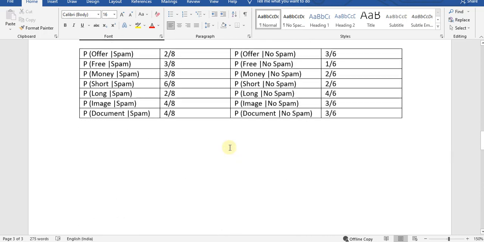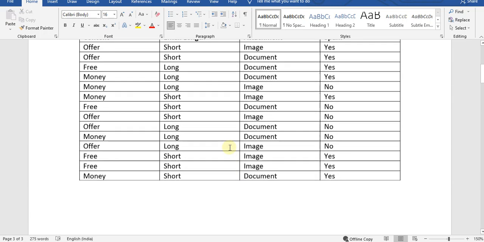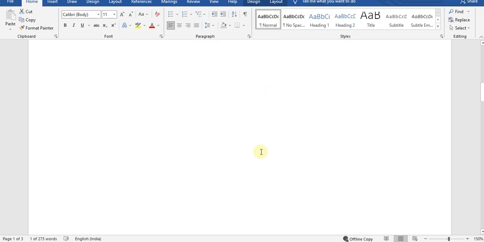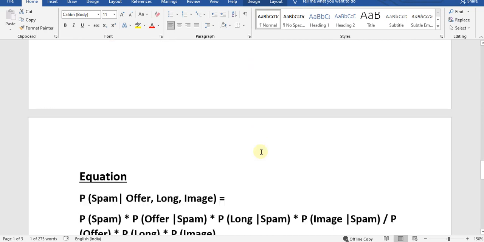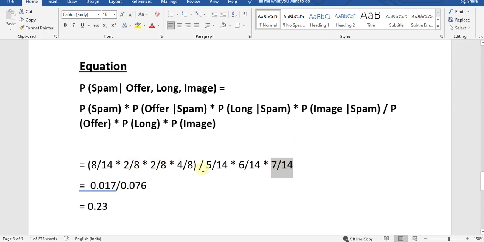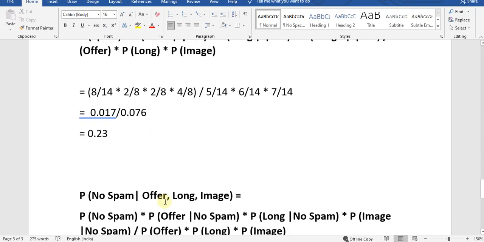If you go back to the data table, let us count how many images are there in this record set. 1, 2, 3, 4, 5, 6, 7. So you can understand that there are total 14 records, and among the 14 records, 7 records have the attachment image. So the probability of image is 7 by 14. I have done the calculation, and it came out as 0.23.